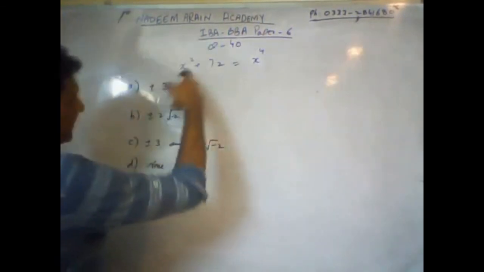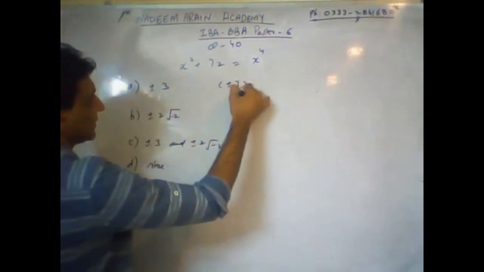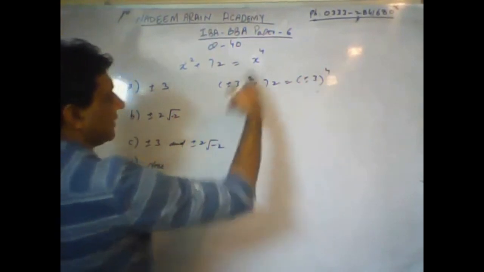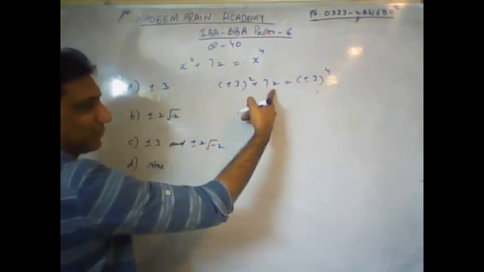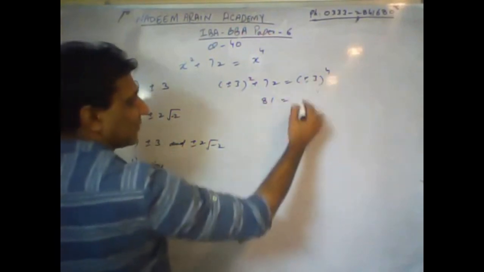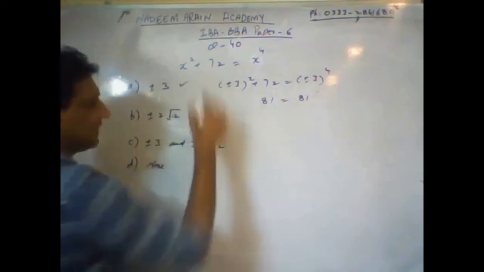If we put plus minus 3 here, that will be (plus minus 3) squared plus 72 is equal to (plus minus 3) to the power 4. So this is 9 plus 72. 9 plus 72 is 81, and 3 to the power 4 is also 81. So this first one is right.